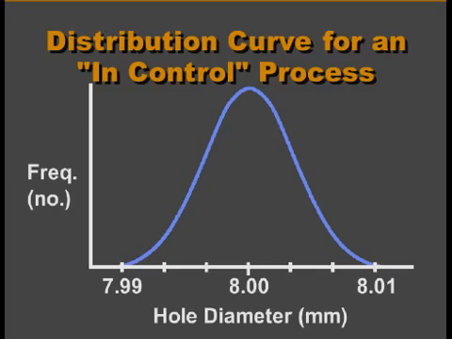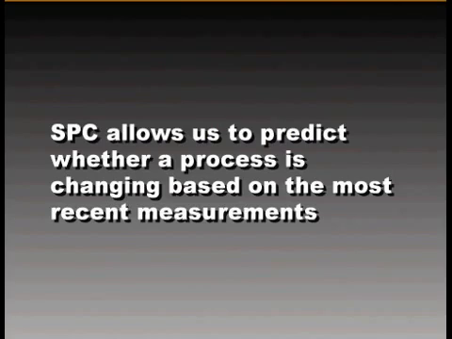When the process is in control and we've determined the process capability, we no longer have to wait until a large number of measurements are taken to find out if the process is changing. We can determine if a change is occurring very quickly using statistical process control. SPC allows us to predict with a high degree of certainty whether a process is changing based on the most recent measurements.